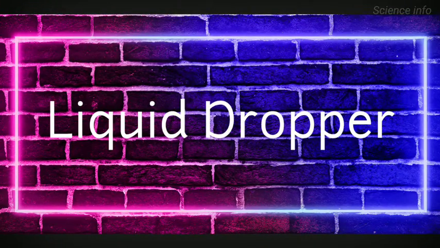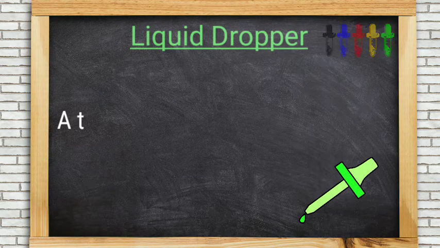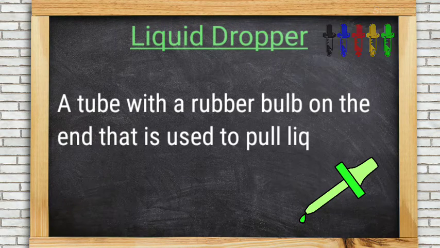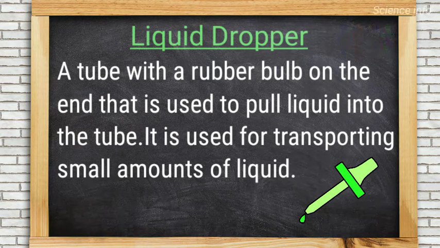Liquid dropper. A tube with a rubber bulb on the end that is used to pull liquid into the tube. It is used for transporting small amounts of liquid.